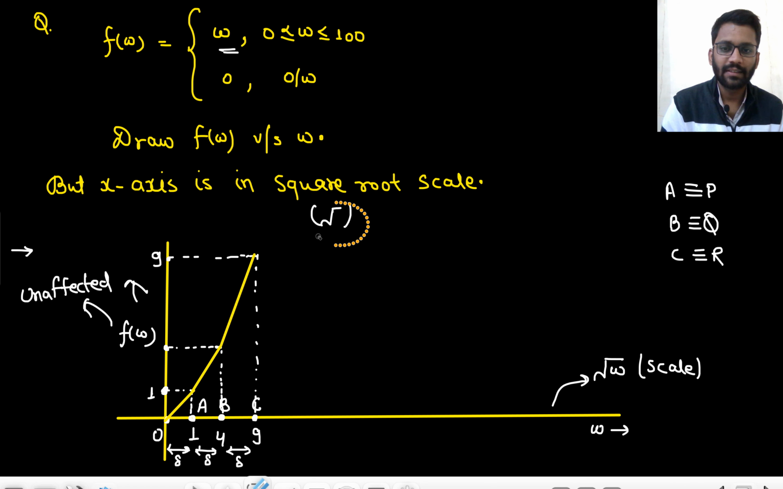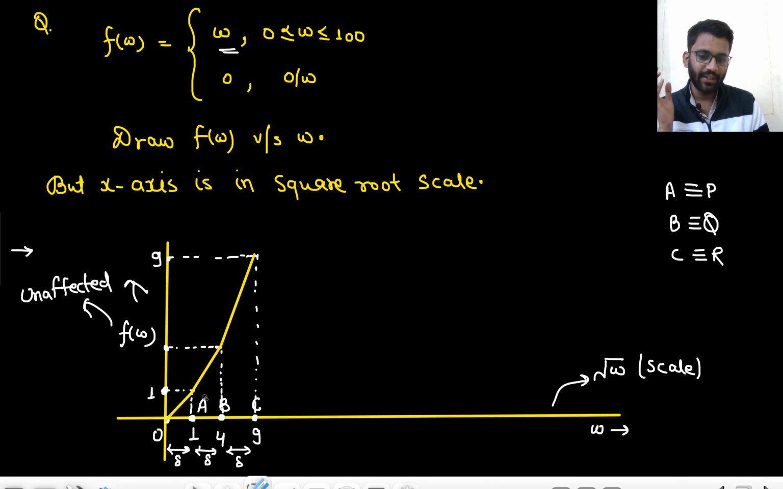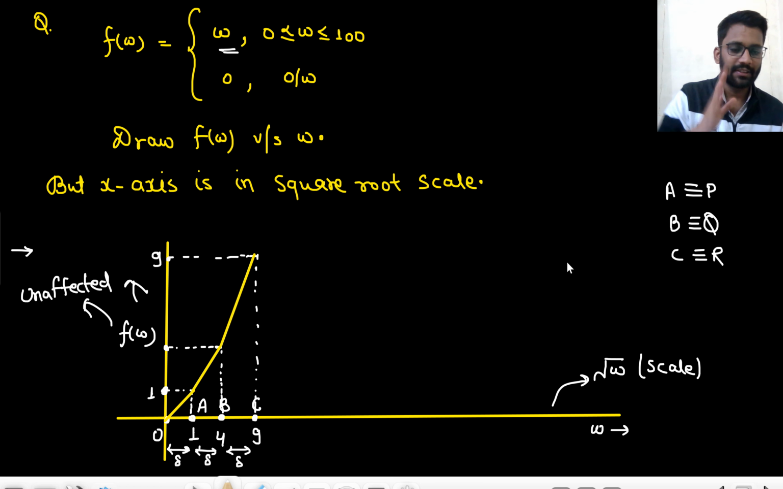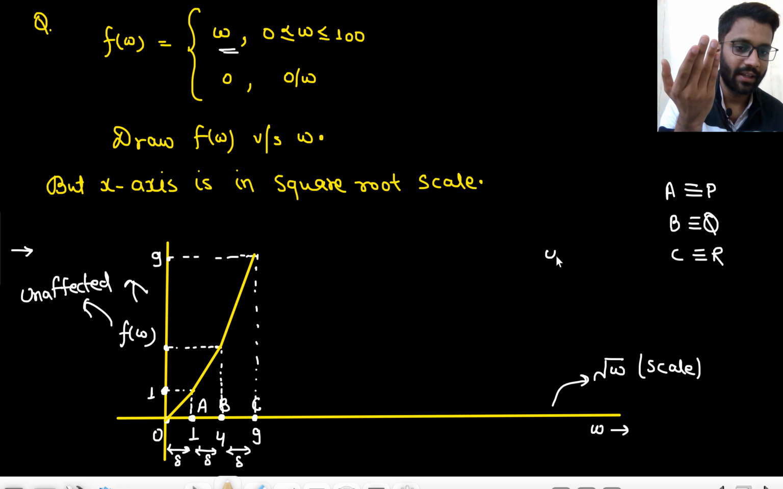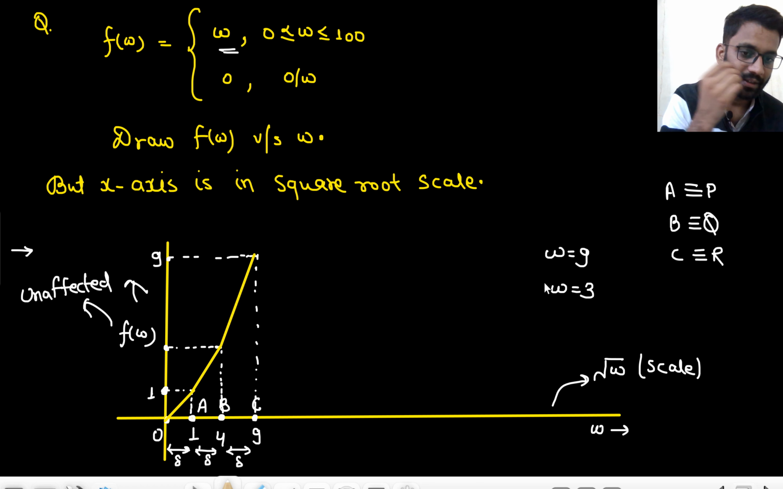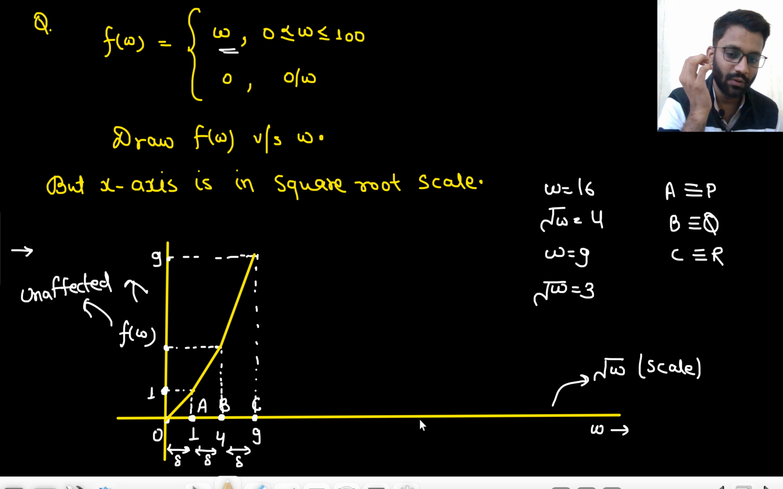This f of omega is unaffected at omega equals 9. This value is of omega only, not of root omega. I will say again, you are applying omega equals 9. What will this axis think? This axis will think 3 is applied. If you put omega equals 16, what will this axis think? It will think 4 is applied. So eventually you will only apply omega equals 100. This value will be 100. So what will this axis think?